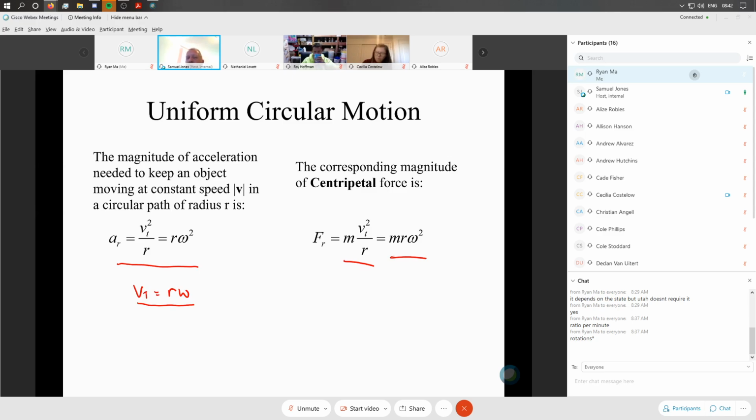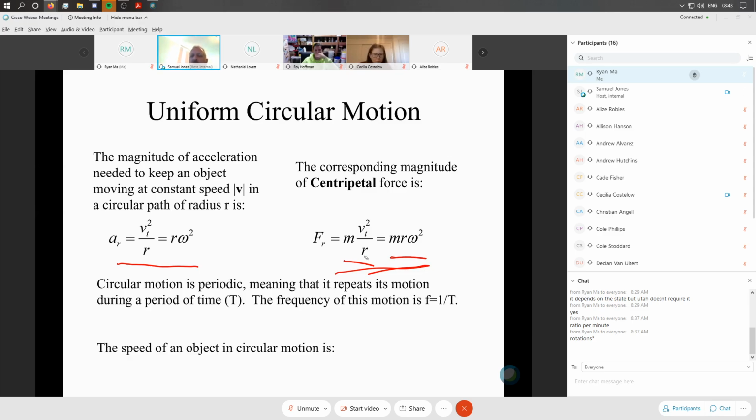Okay? And we're going to do some examples that I hope help that make better sense. But if a problem asks you to calculate centripetal force, it's asking you to calculate centripetal force using either of these two methods, depending on the information that you're given.